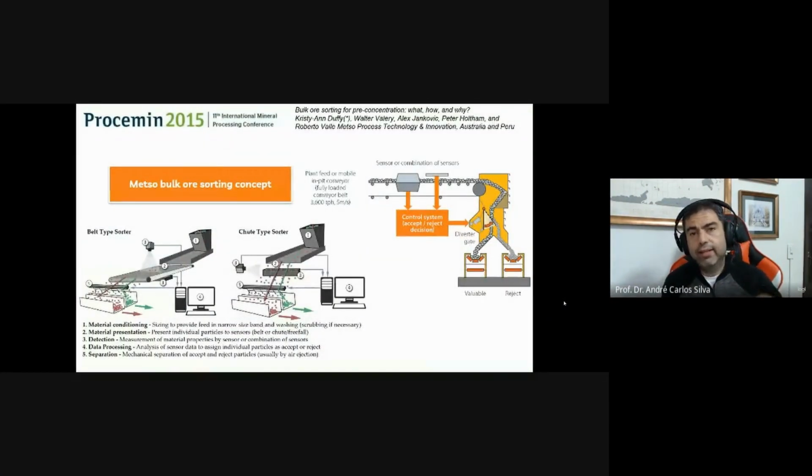And I handpicked, I sorted this paper for you. It's from Prosemi 2015. For those of you who don't know what Prosemi is, it's a conference held in Chile every year, normally in the second semester of the year, and it's from Guiacamin.